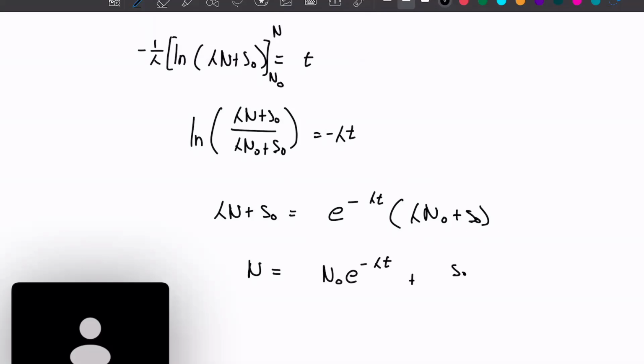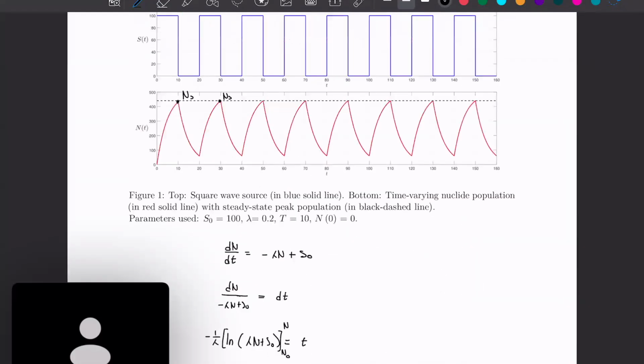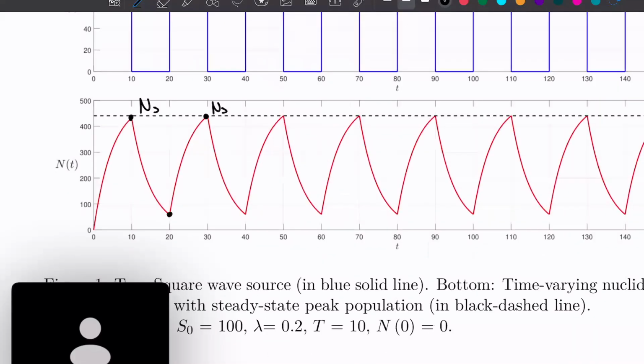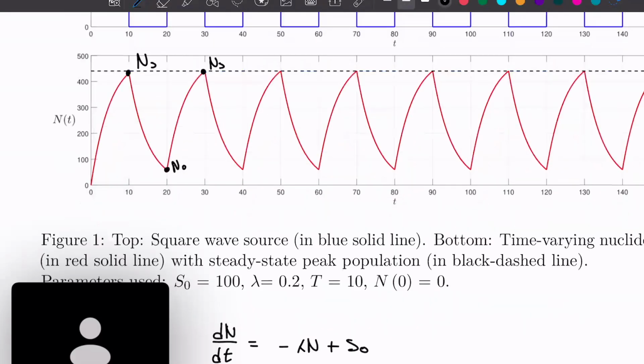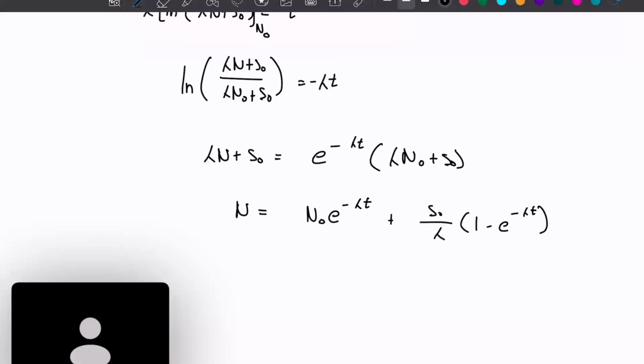And then we get S naught over lambda, 1 minus... Okay, so this is the equation. So let's say we've got some n naught here. If we have n naught here, then it would slowly climb up and then become ns, right? Okay, pretty straightforward.